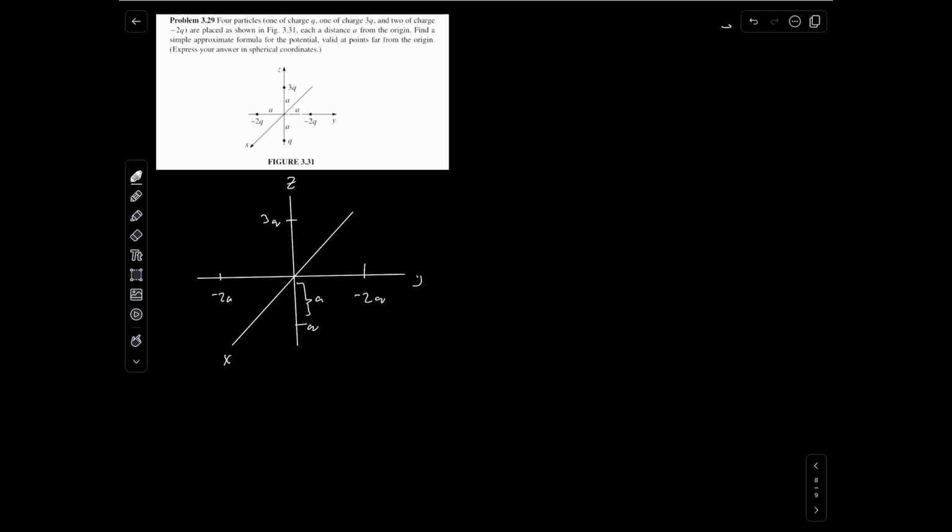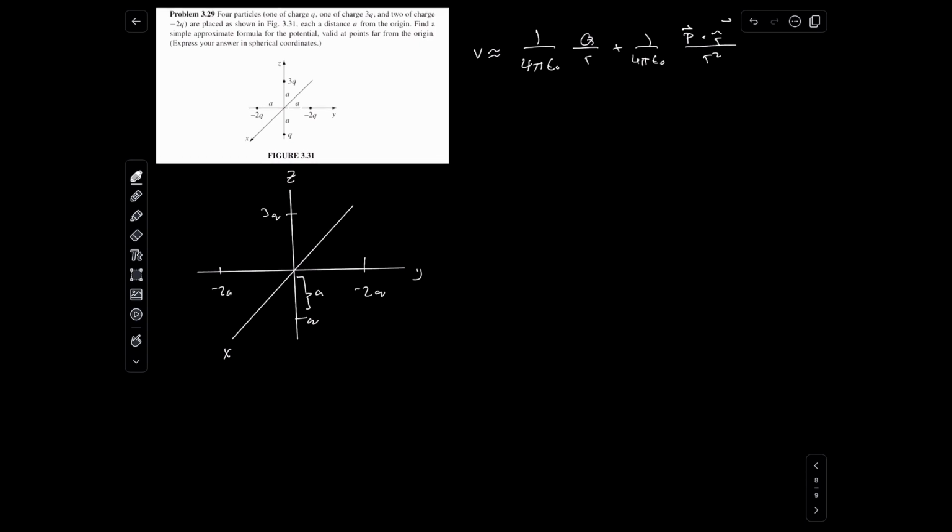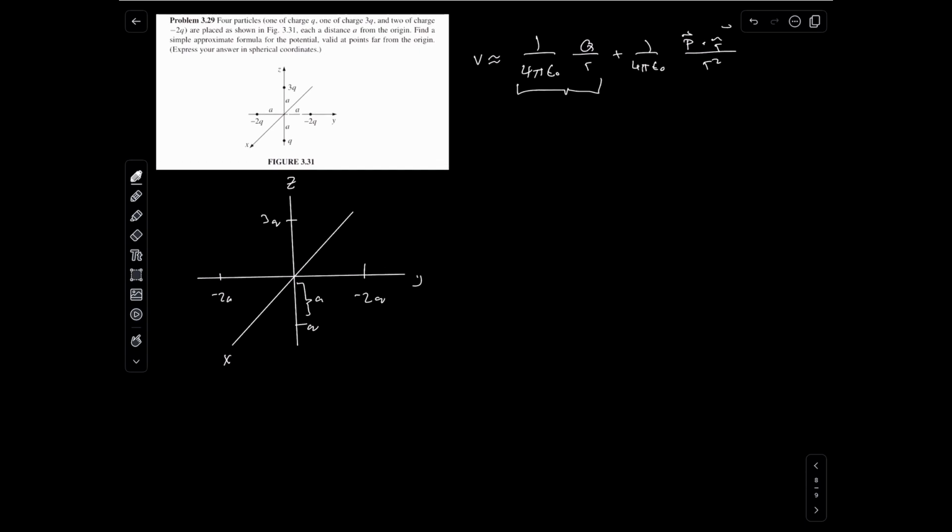So the general potential approximation formula is simply V approximately equals 1 over 4 pi epsilon naught times the total charge over r, plus 1 over 4 pi epsilon naught times the dipole moment dotted with r hat over r squared. This first term will be our monopole, and this will be our dipole. So let's just break it down and do each part of the equation step by step.